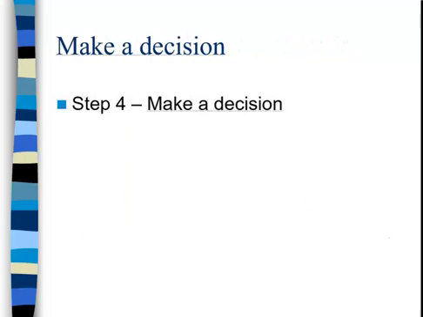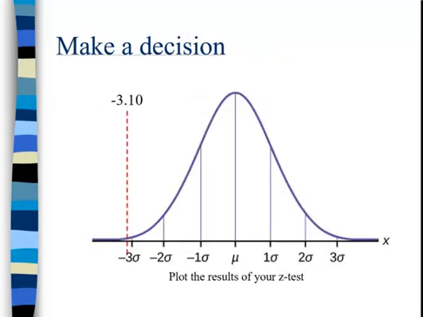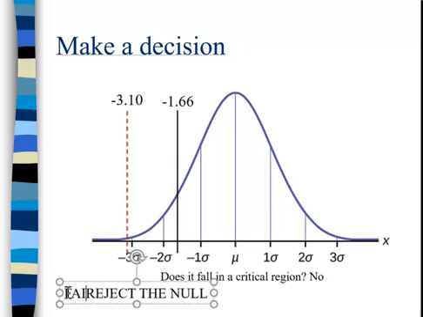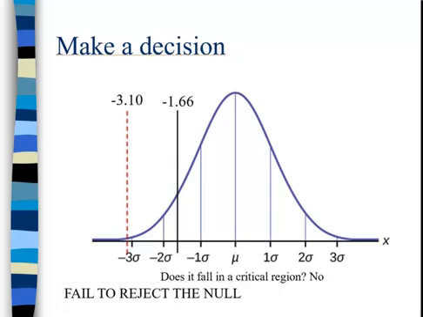So now we need to make a decision, right? Here's our distribution with our Z critical score plotted. We know our critical area. We know the big area where we would expect the sample to fall. If we plot it, well, there it is roughly, right? Negative 1.66. Does it fall in our critical region? The answer is no. Therefore, we fail to reject the null, right? We fail to reject the null. In other words, there is no significant difference between our sample mean and our population mean.